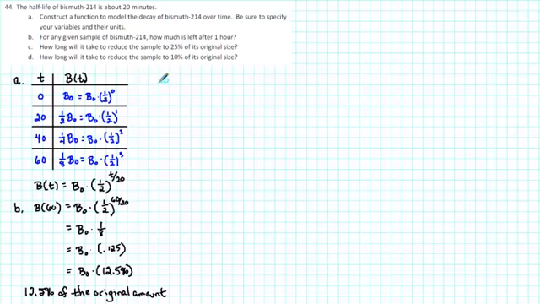Part C, how long will it take to reduce the sample to 25% of its original size? Well, 25% is 25 over 100, which is 1/4. And we can tell from our table that we'll have 1/4 of the original amount after 40 minutes. In other words, if the half-life is 20 minutes, then the quarter life is 40 minutes. So we can just tell from our table that the answer is after 40 minutes.